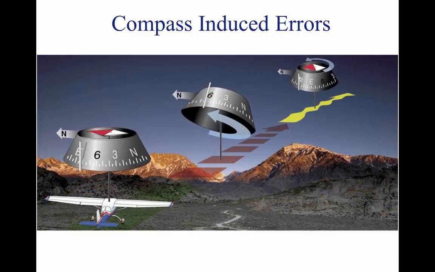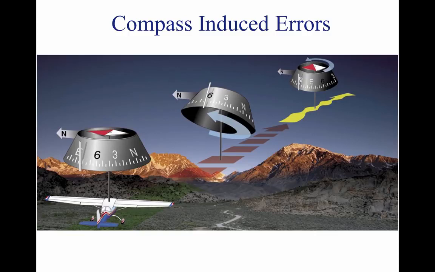In acceleration error, the dip correction weight causes the end of the float and card marked N, the south-seeking end, to be heavier than the opposite end. When the aircraft is flying at a constant speed on a heading of east or west, the float and card are level. The effects of magnetic dip and the weight are approximately equal.